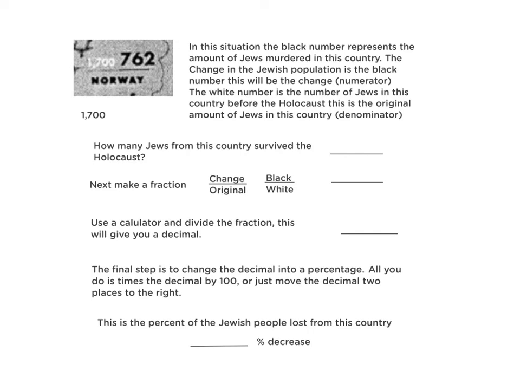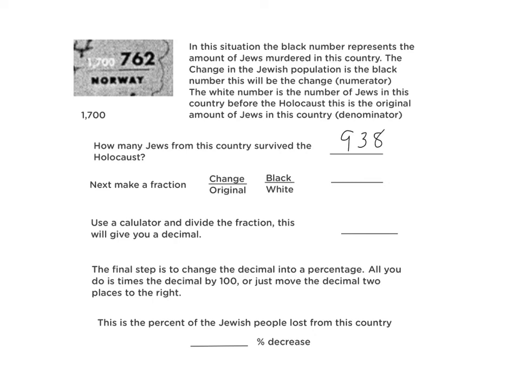Here's the last one we're going to go over. This is Norway. How many Jews from this country survived? So at the beginning we had 1,700 and 762 were murdered. That means that 938 Jews survived the Holocaust in Norway.